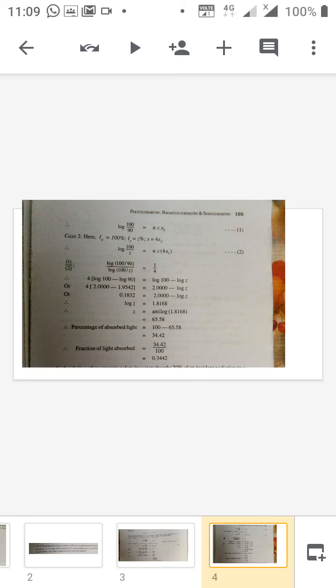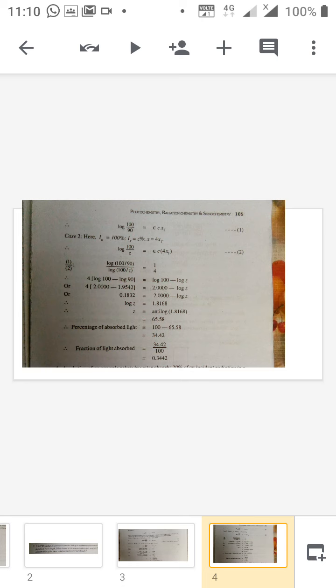An aqueous solution of an organic dye in a cell absorbs 10% of the incident light. What fraction of the incident light will be absorbed by the same solution if a cell 4 times larger than the first is used? So in the question itself, it is given that it absorbs only 10% of the incident light. So Ix is equal to 90, I0 is 100. What fraction of the incident light will be absorbed if the cell length is 4 times larger than the initial one?